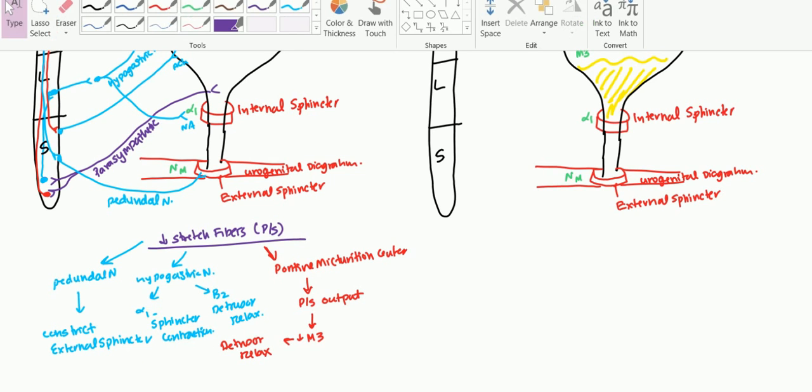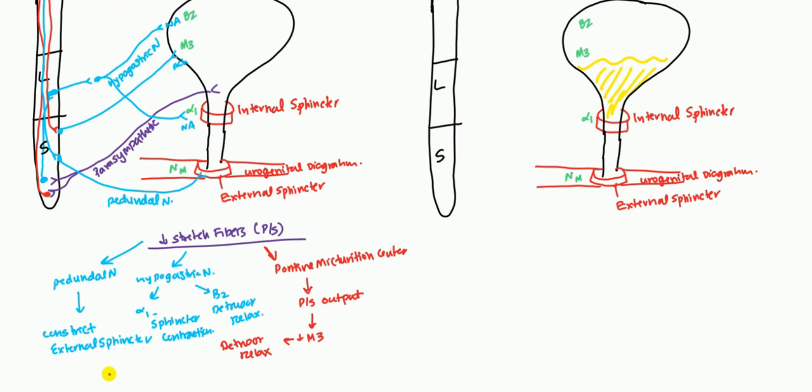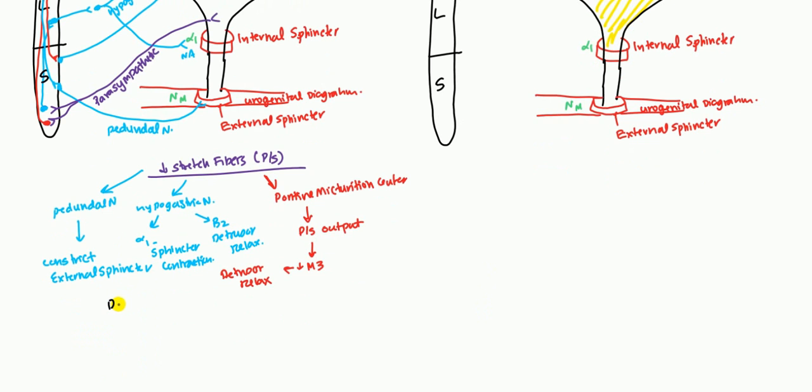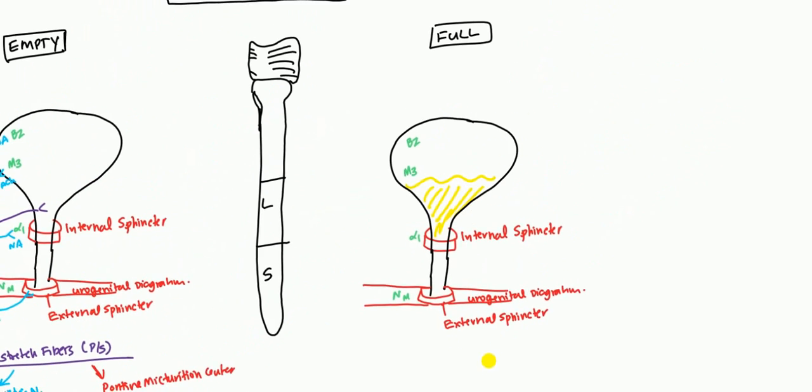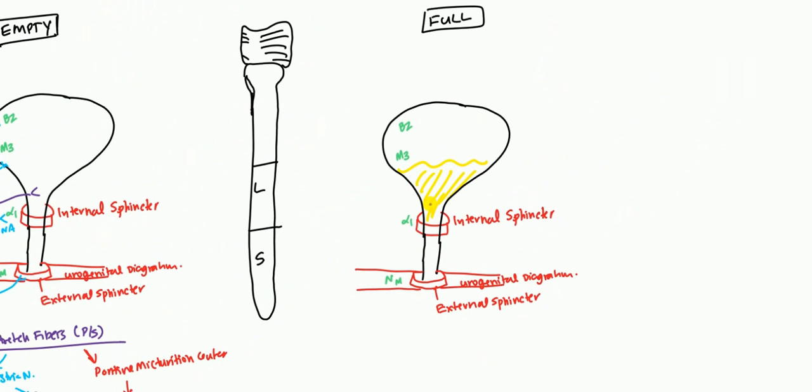So overall, when your bladder is empty, there's two primary things going on. Firstly, you have detrusor relaxation, and secondly, you have the internal and external sphincter constriction. And this is what's going on when your bladder is empty. So that kind of sums up when it's empty. Let's look at what happens when it's full.